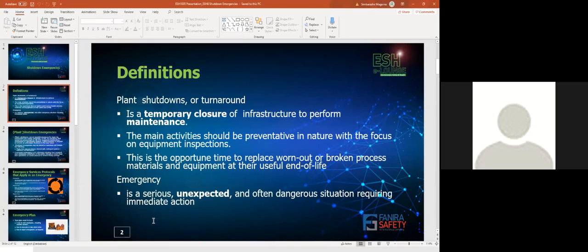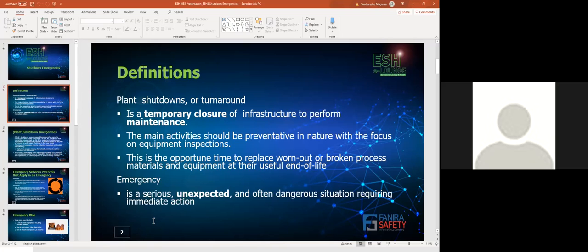If you see on my presentation, I've taken plant shutdowns as an example. Being someone coming from the mining industry, when you talk of shutdowns, they relate to plant shutdowns, because these are some of the shutdowns we usually partake in. Some we take quarterly, some yearly, and other people call it a turnaround. Shutdowns are a procedure that we do not take on a daily basis. It is the temporary closure of infrastructure to perform maintenance.